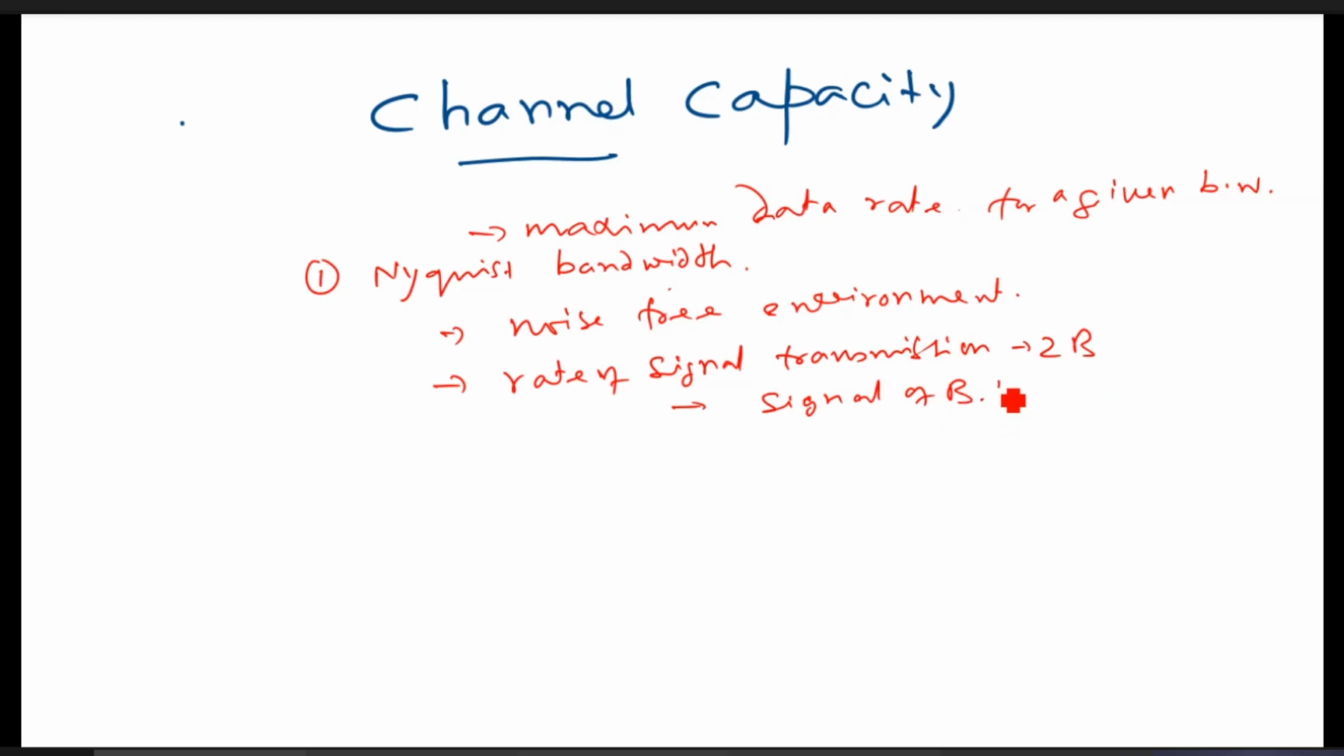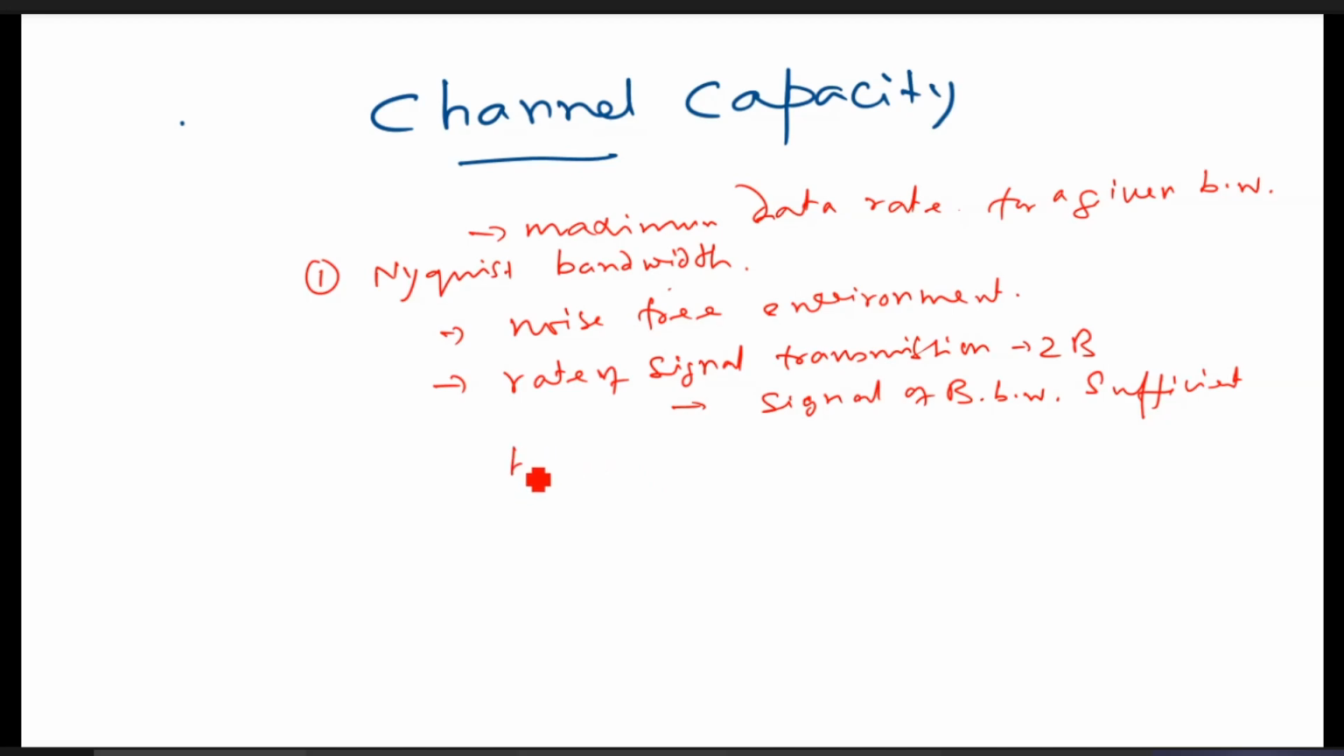A signal of bandwidth B is sufficient to carry the signal rate. Or the other way, you can say if the bandwidth of a particular signal is B, then the maximum rate that can be carried is 2B. So the highest signal rate can be 2B.